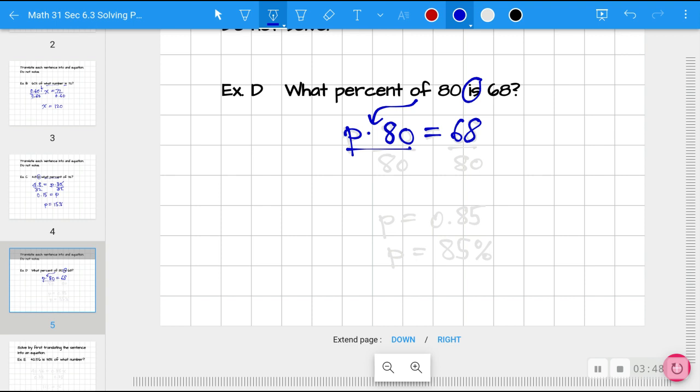So now we want to get the variable by itself by eliminating this 80. Divide both sides by 80 and it'll cancel off here, and you get P equals 68 divided by 80 is 0.85. And since you're converting this back to percent format, you restore the percent sign by moving the decimal to the right. 85%. 2 spots to the right.